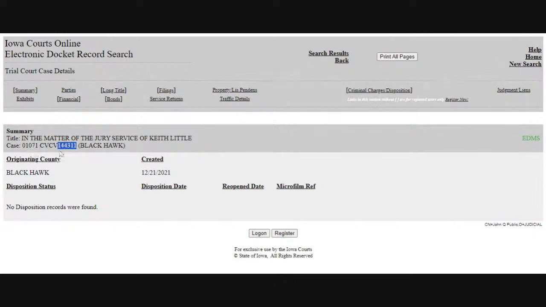Blackhawk, and this is the summary. Originating county, Blackhawk, 12/21/21. Created. That right there is a false entry into the record. It is an alteration of the style of the name that I've used all my life. I have never once written the name in all uppercase letters. I've never been taught to.